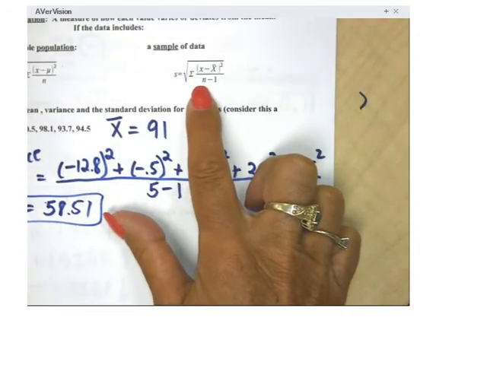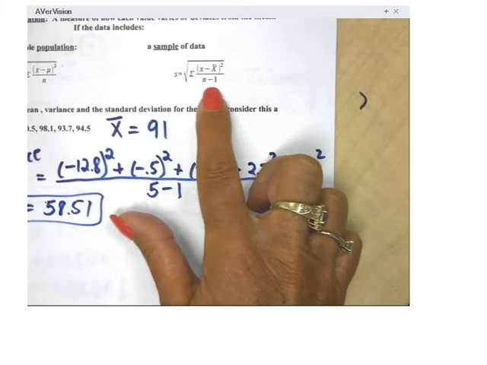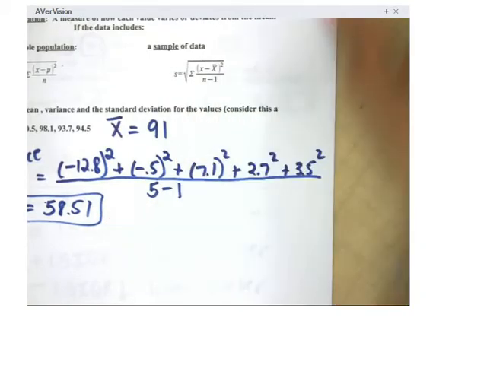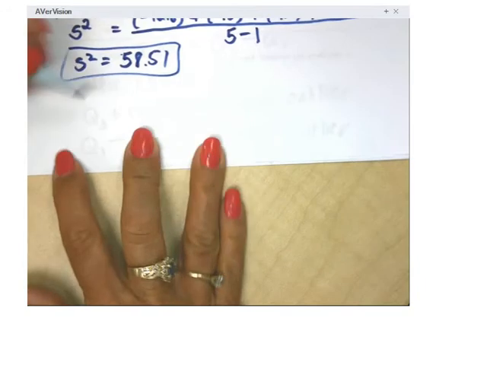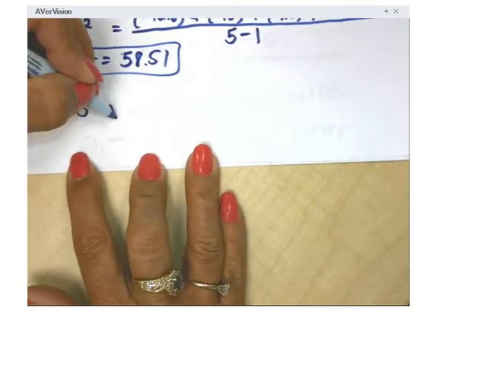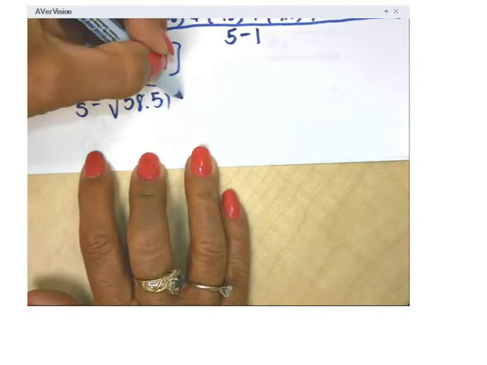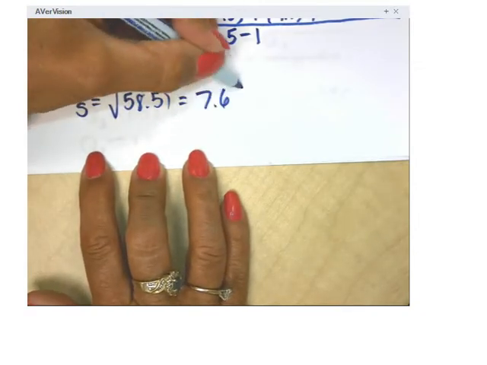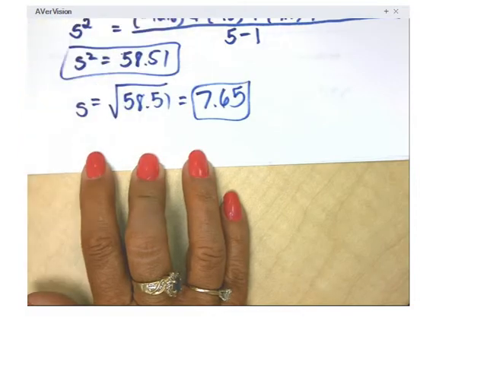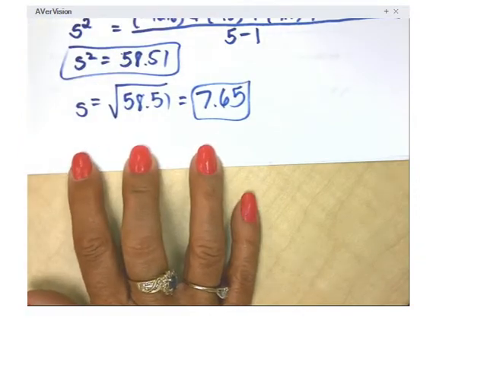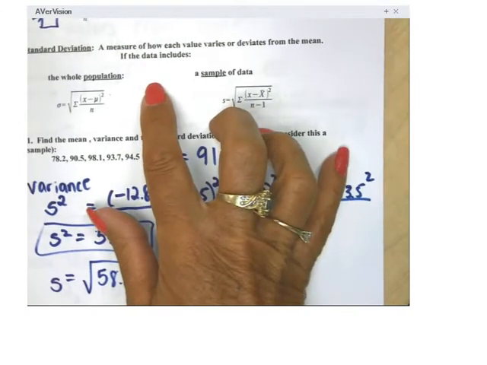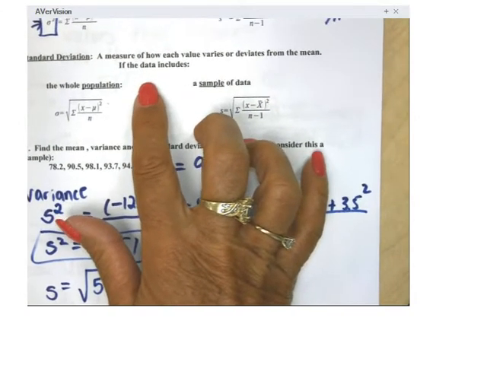Now, standard deviation, the only thing that's going to be different is, let's take a quick peek at this formula. The standard deviation is, all I have to do is take my variance answer and square root it. That's going to be easy. So my standard deviation, S, is just going to be the square root of 58.51, and that gives me 7.65. That is my standard deviation.